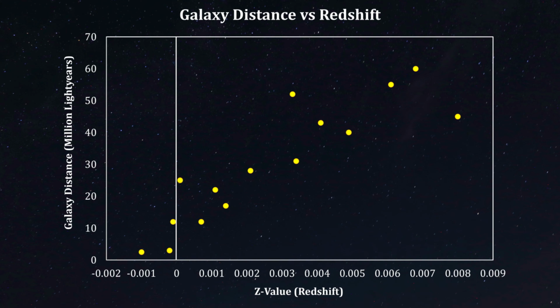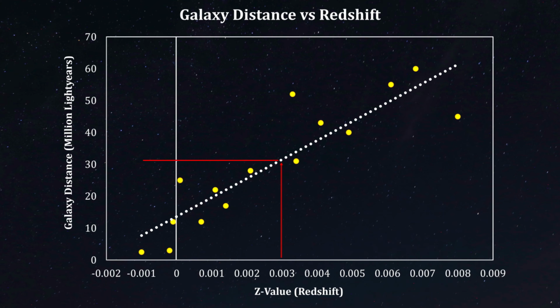It's easy to see that as the z-value increases, the galaxy's distance also increases. This is a direct relationship, and here's its trend line. If you line up the measured z-value with the trend line, you can move over and find the corresponding distance. You can also calculate the distance algebraically.